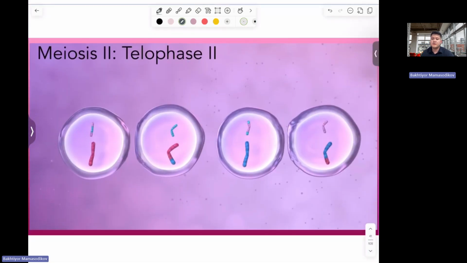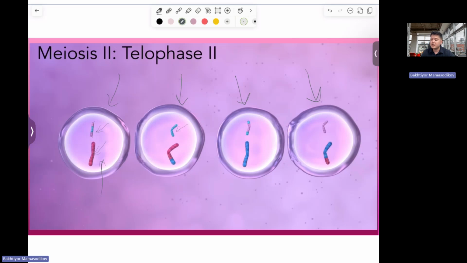So cytokinesis finally happens after the telophase II. The cytoplasm divides in each of the two cells from meiosis I. You now have four haploid cells, each with 23 unreplicated chromosomes. Before we had two, but now you have four. And each chromosome now has only one chromatid. We call them one-chromatid chromosomes, okay?